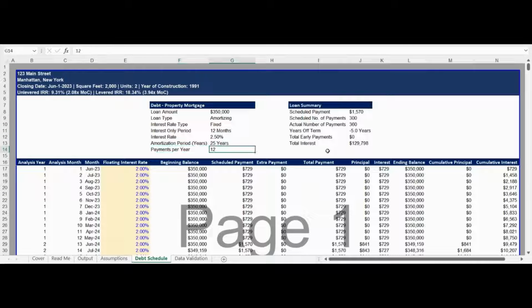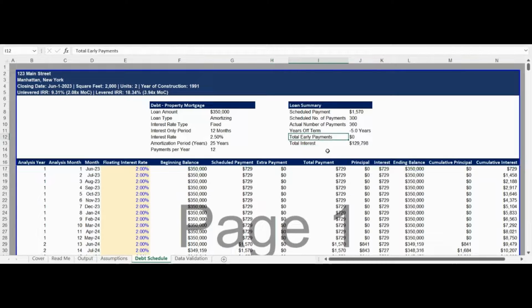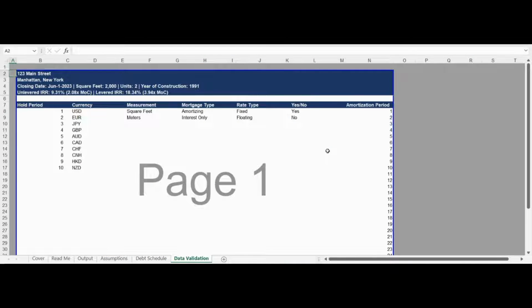The debt schedule is organized to break out each component, such as principal, interest, and prepayments, so a user can see all components of their total payment. The model has the ability to reflect an interest-only period within an amortizing loan and also has the ability to utilize floating-rate debt. The loan summary section highlights the impact of prepayments. The Data Validation tab contains all controlled lists within the model and can be customized to your specific use.